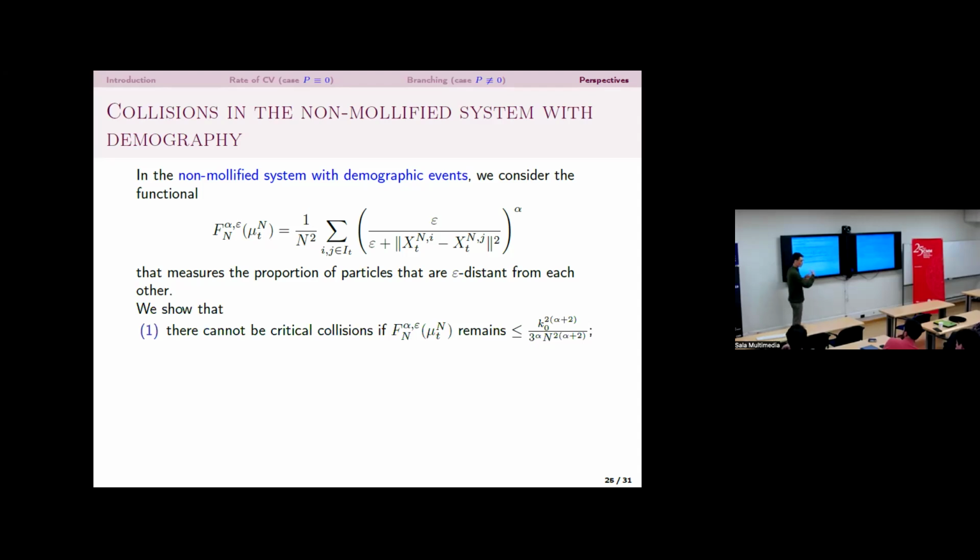What I'm telling you, and you can believe that, is that there cannot be critical collisions if this quantity is smaller than this. It's for the same k0 as in the previous slide. So k0 depends on n, careful, but here I work with fixed n. If this functional is smaller than this quantity, then there cannot be critical collisions. I cannot have k0 particles which are close, in a sense. They cannot have collisions. That will be my starting point.